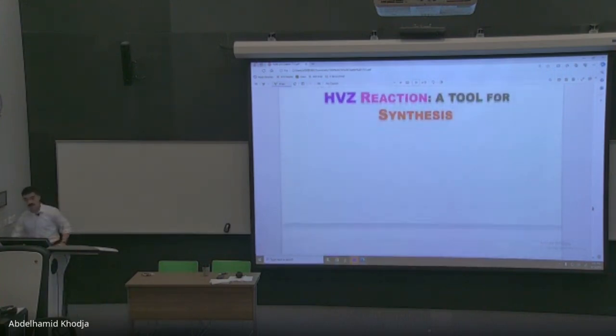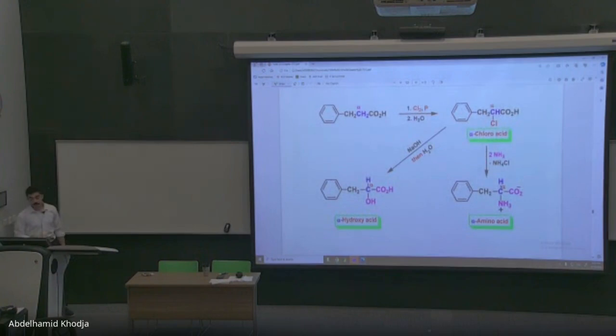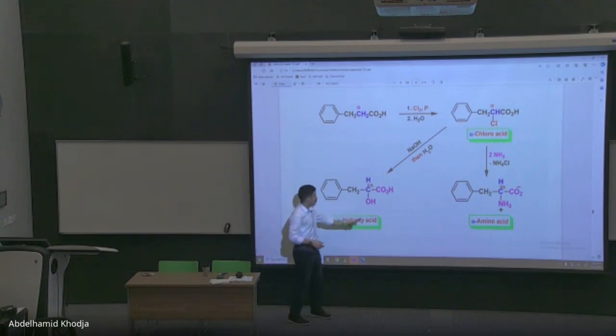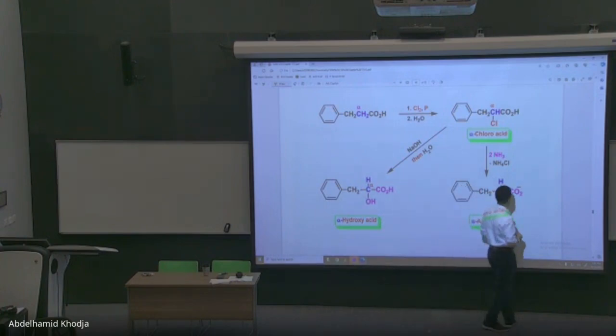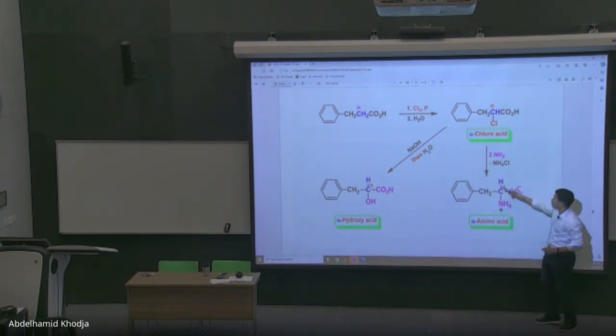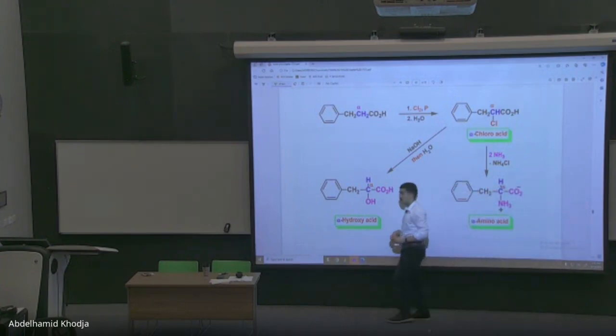With your alpha chloro acid, you can now add two reagents. One, NaOH and then H2O, which will produce an alpha hydroxy acid, replacing the chlorine at the alpha position with a hydroxyl group. Or you can add two molar equivalents of NH3 and replace the alpha chlorine with NH3 at the alpha position, and you basically form your alpha amino acid.